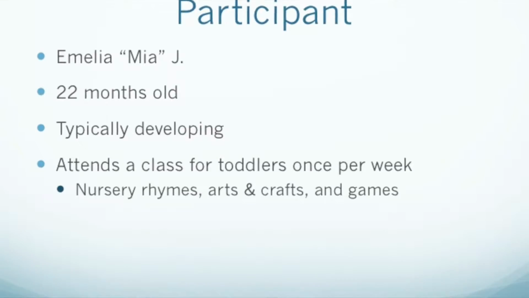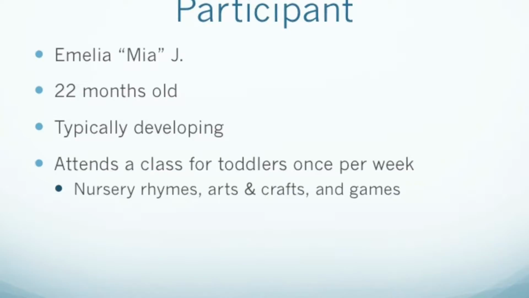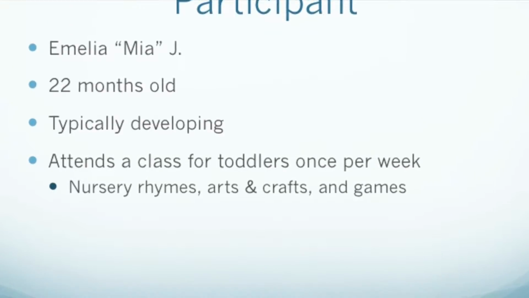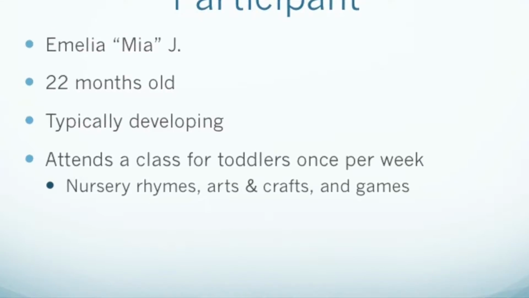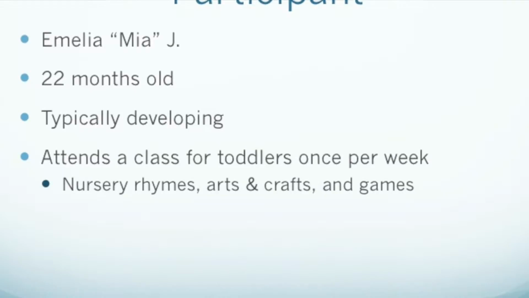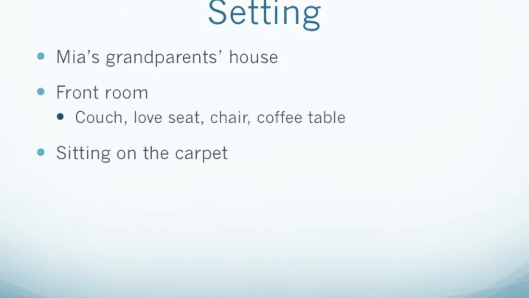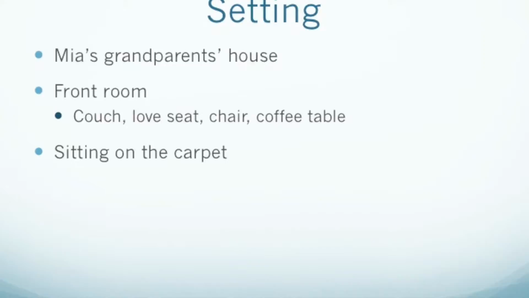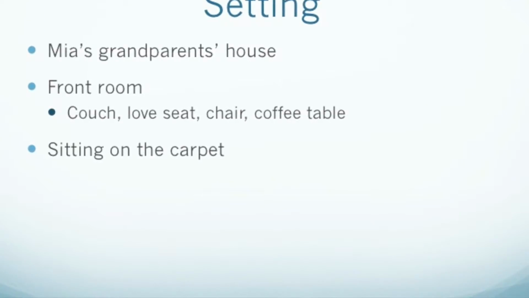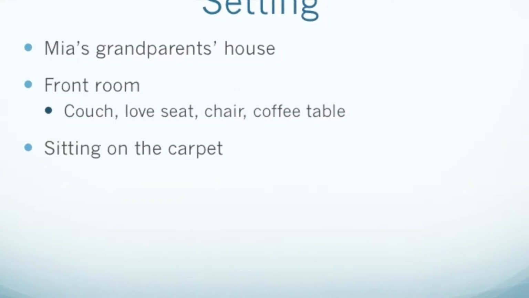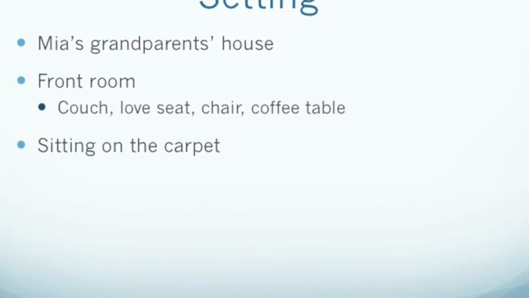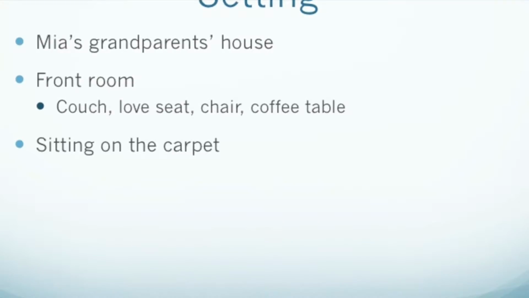The participant for this experiment was Amelia Mia J, and she's a typically developing 22-month-old. And she attends a class for toddlers once a week where they do nursery rhymes, arts and crafts, and games. So we performed this intervention at Mia's grandparents' house in their front room, which included a couch, a love seat, a chair, and a coffee table. And we were sitting on the carpet. And there weren't any toys around other than the stimuli that we were using.